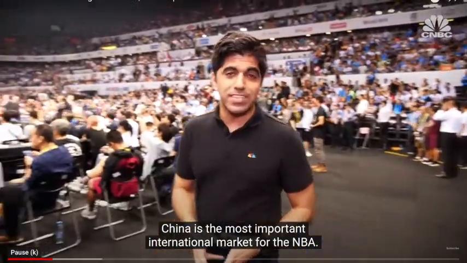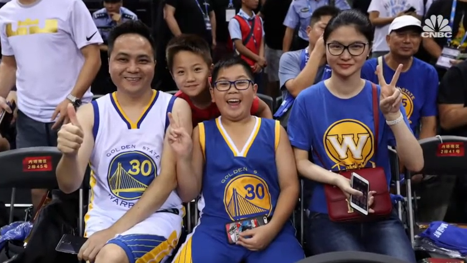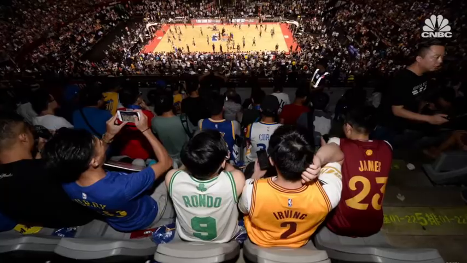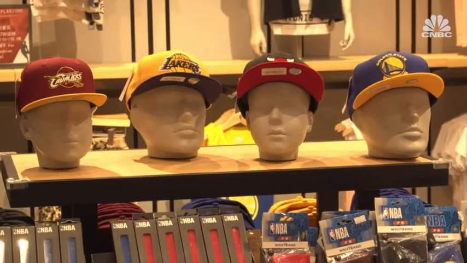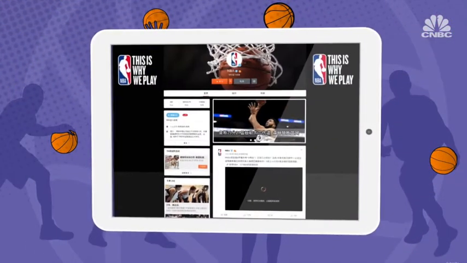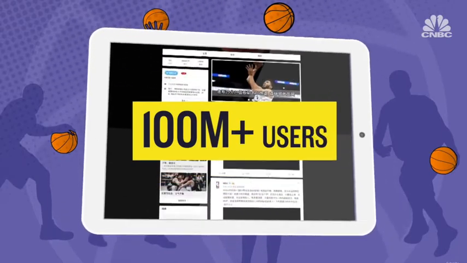China is the most important international market for the NBA. This is the 26th game to take place here, but its success in this country didn't happen overnight, and it certainly wasn't an accident. More than half of China's estimated 1.4 billion people watched NBA programming on TV in the 2017-2018 season. China's become the biggest international market for NBA merchandise sales, and the NBA is the most popular sports league on social media here, reaching more than 100 million users across its accounts and boasting video streams in the billions. If there's a second center of the basketball universe, it's China.